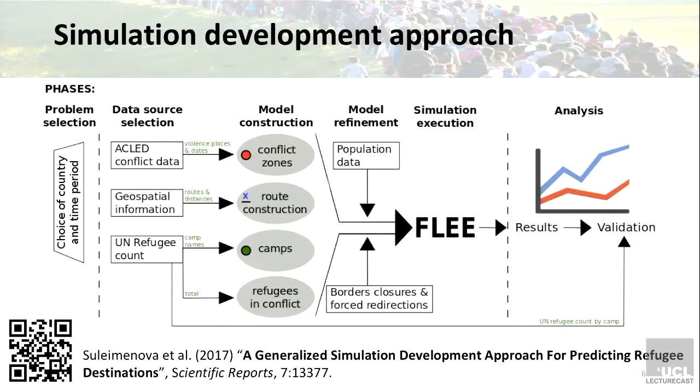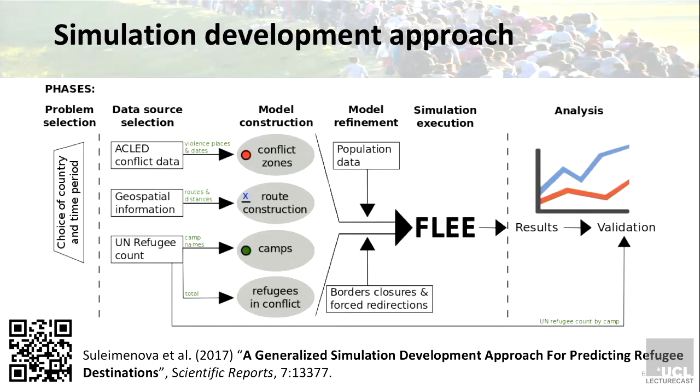We get from the data sources conflict zones, route constructions, camps, and the total number of refugees in conflicts as well as in camps. After constructing our model, we can refine it using population data for each region, or you can say for the region or the city that was affected by the conflict. We can also refine border closures and forced redirections. By that, I mean that in some countries they have border closures, so we close a border between two countries, so refugees cannot reach their camps. They have to go to other camps.